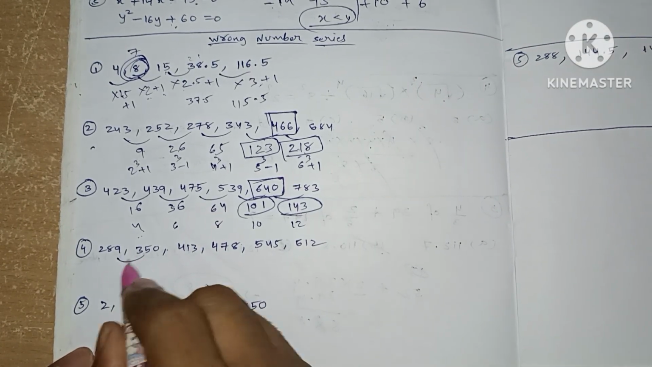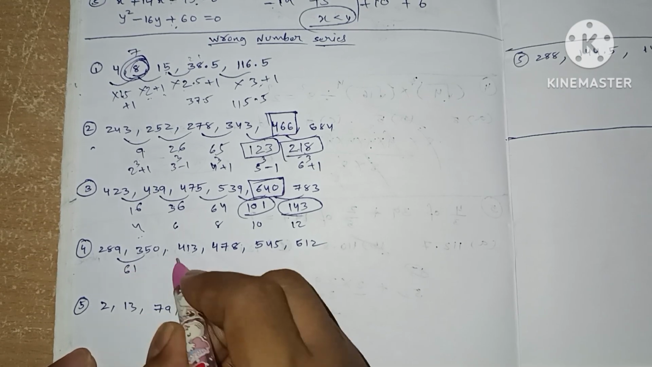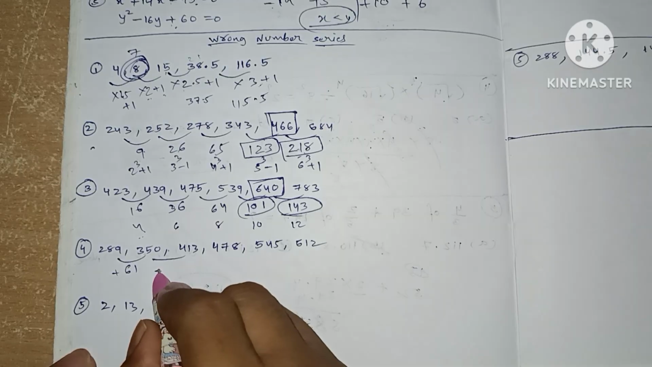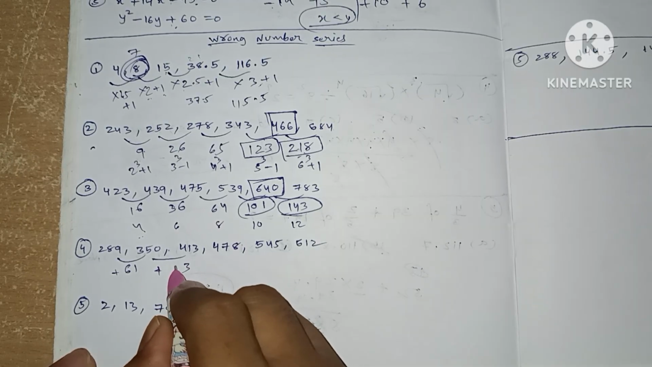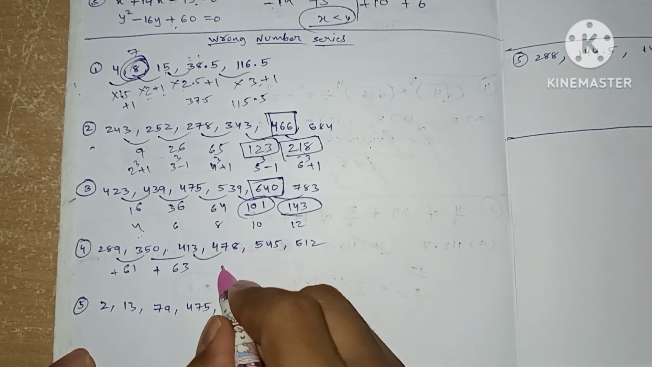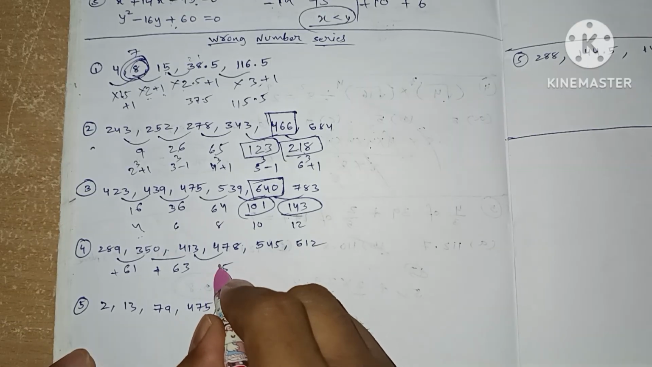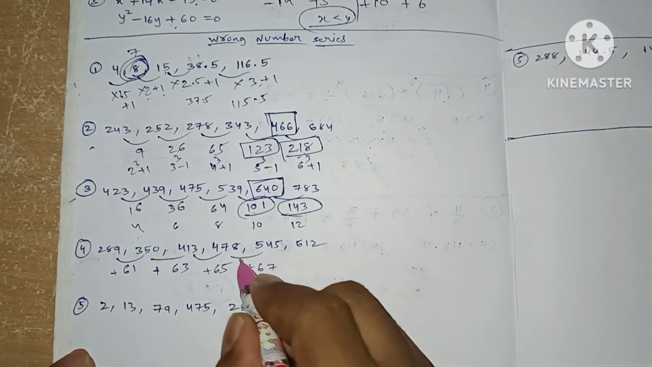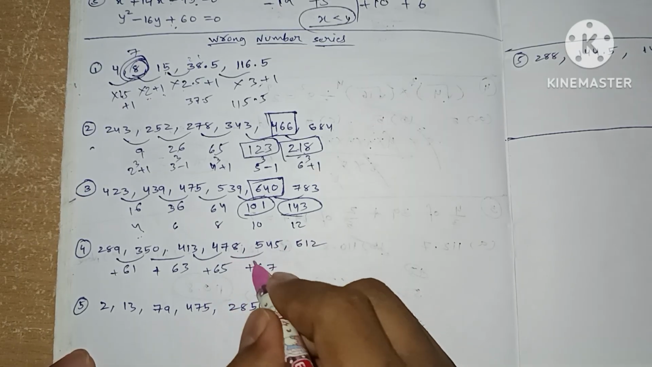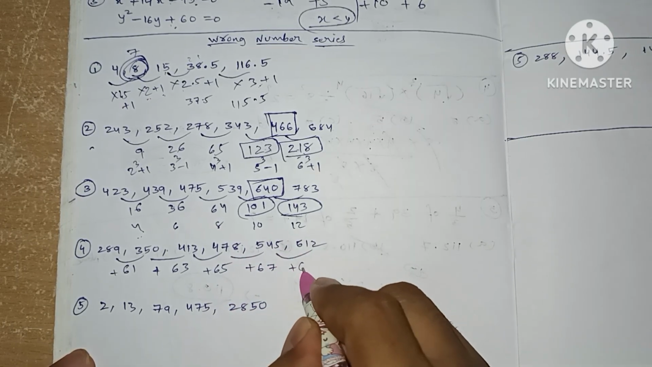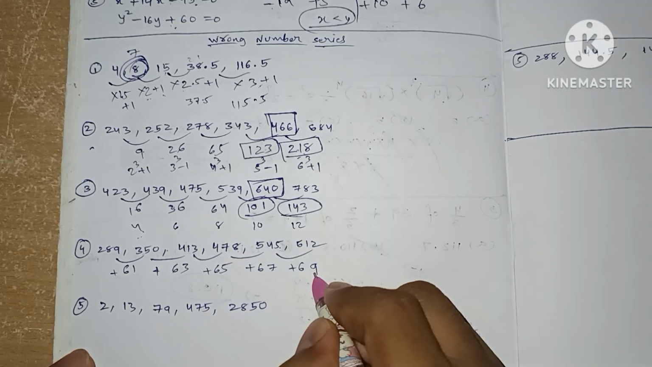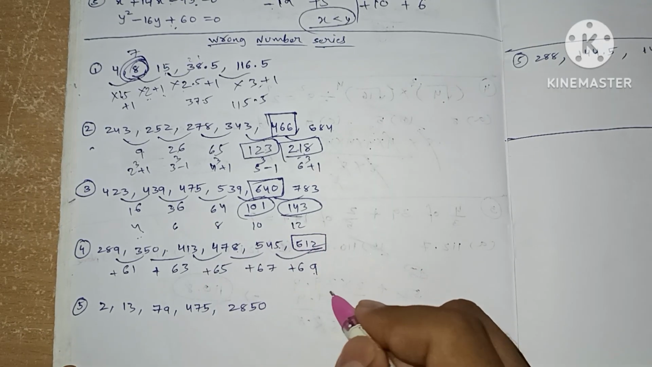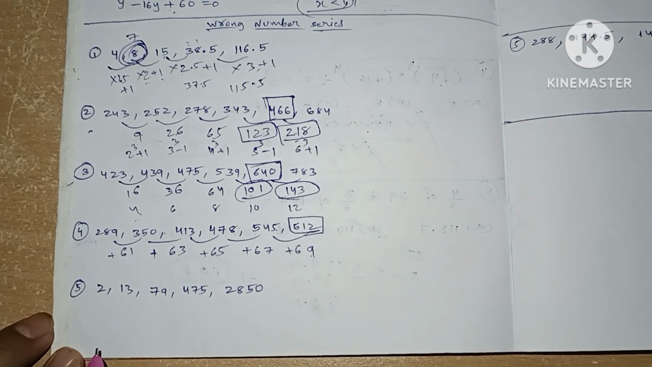Next one, fourth question. Here the difference between these two is 161. Here the difference between these two, this is plus 363. Here the difference between these two is 565. So here there must be a difference of 67. It becomes 7, and this is also true. Here it must be 69. 5 plus 9, which will not be 2, so this is a wrong number.